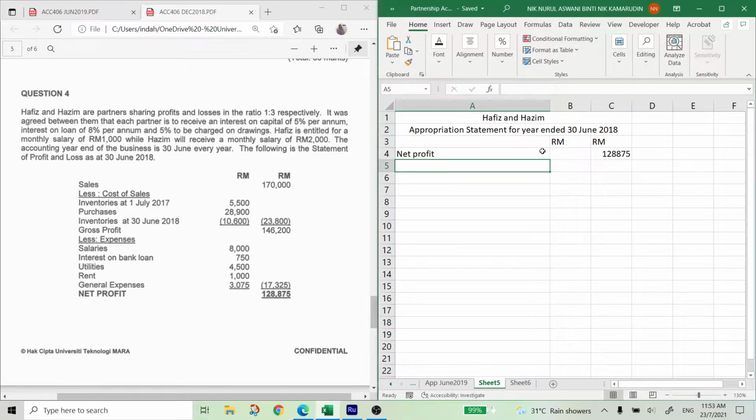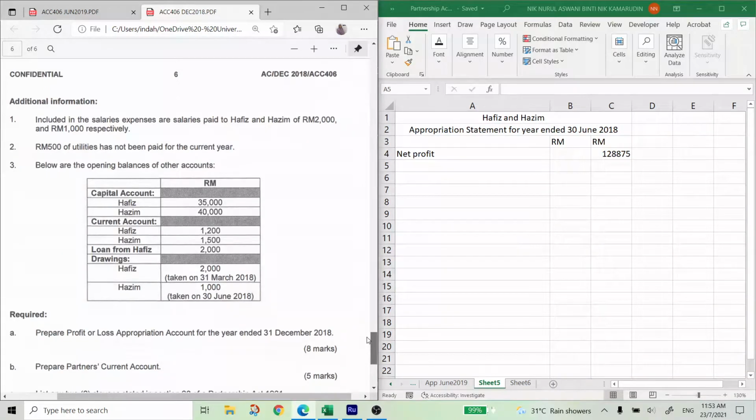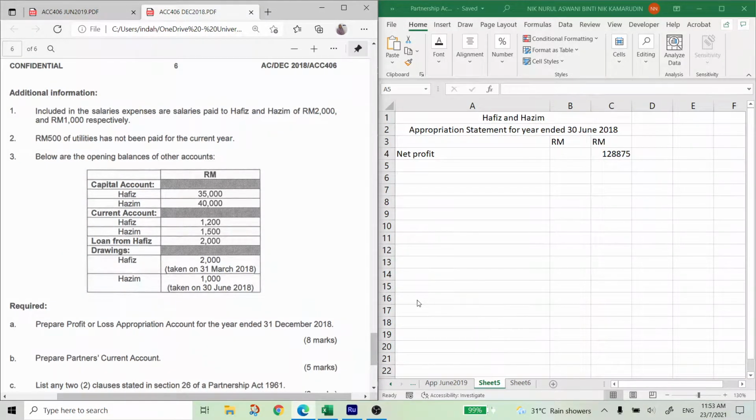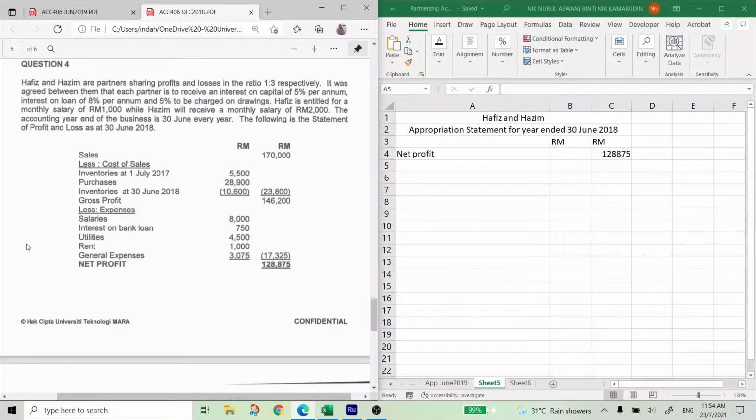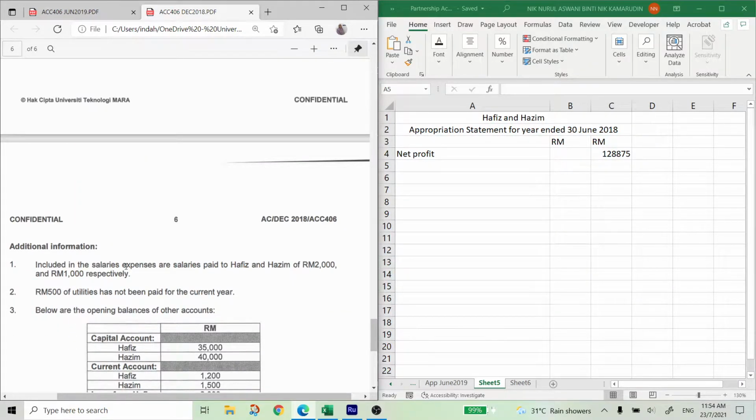This is the statement of profit or loss for the year ended 30th June 2018, and here we have the additional information. Included in the salaries expenses are salaries paid to Hafiz and Hazim of 2,000 and 1,000 respectively. The salary expenses should be the business expenses and should not include the salaries paid to the partners, because the salaries paid to partners are shown after the net profit. They are not computed in arriving at the net profit of the business. So we need to take this out and adjust.